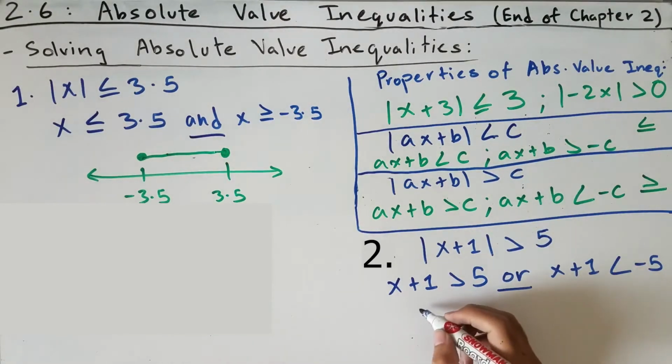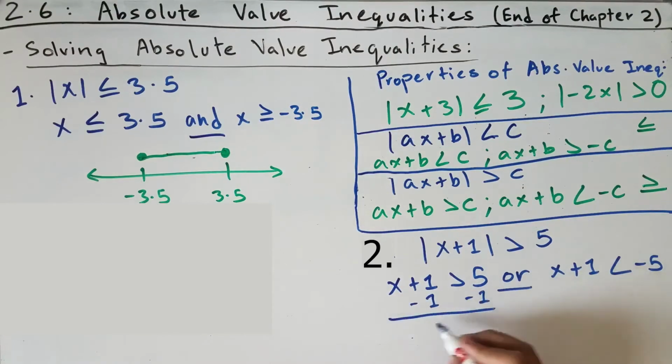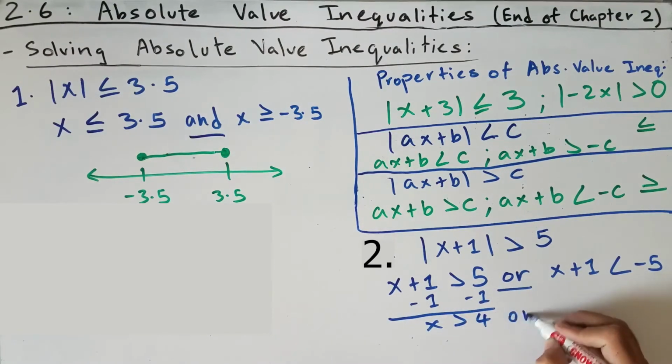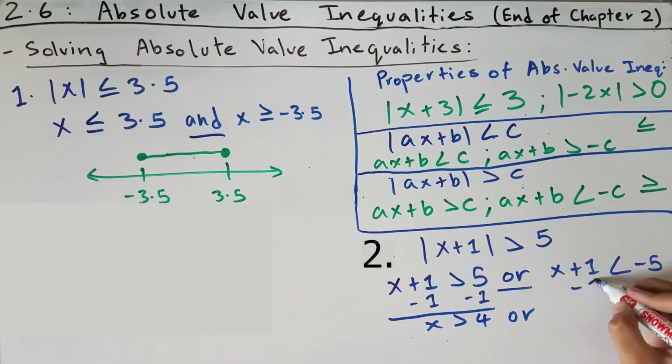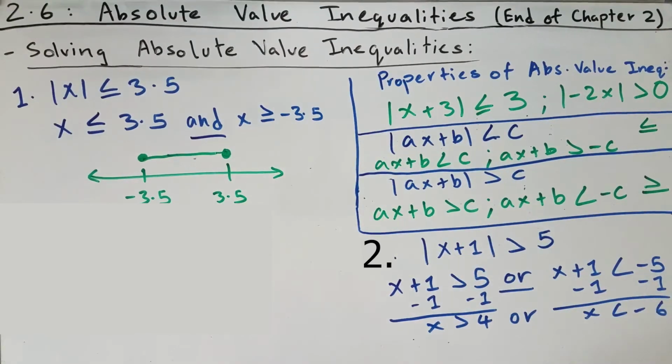Now, just like inequalities, we can solve these two inequalities. So here I can subtract 1 from each side, and I get that x is greater than 4. Or from here I can subtract 1 again from each side, and I get that x is less than negative 6. So let's graph these two inequalities on a number line. I know that the two of my critical points are 4 and negative 6. So I can plot 4 over here and negative 6 over here. And since both have no equal sign in their inequality signs, they're both going to be an open circle.